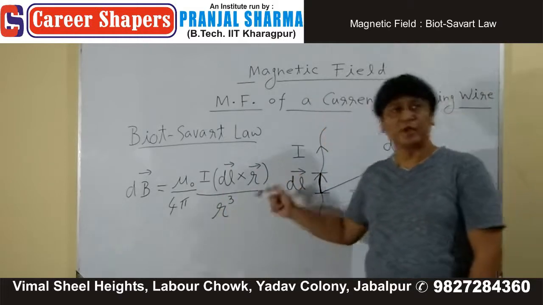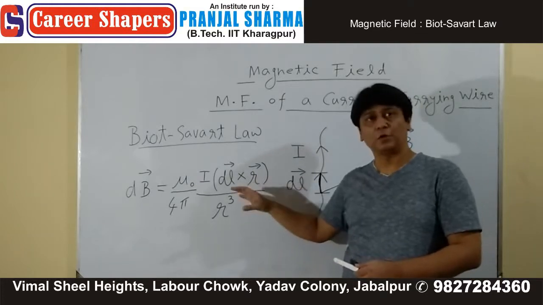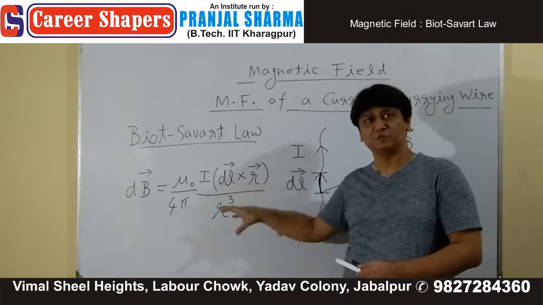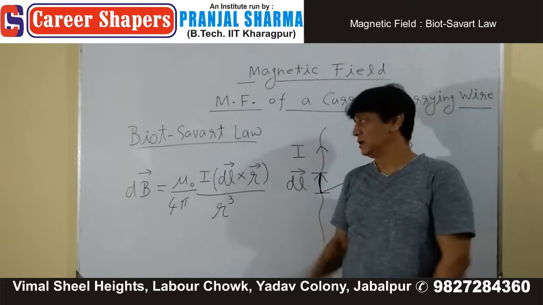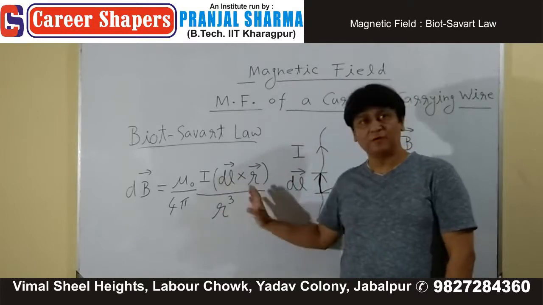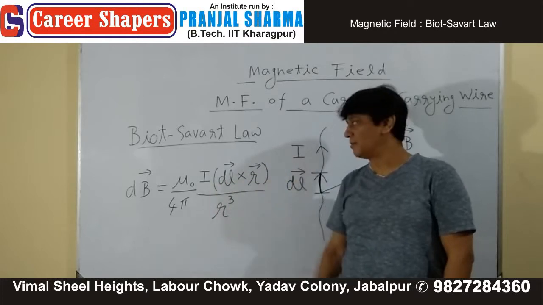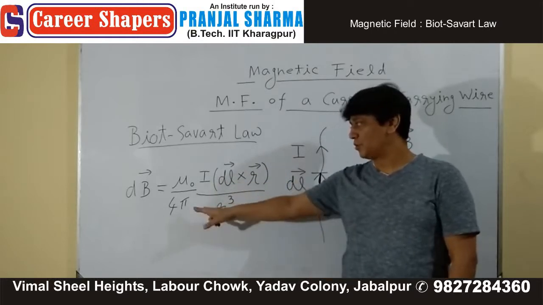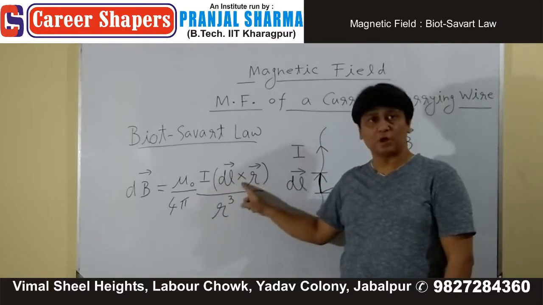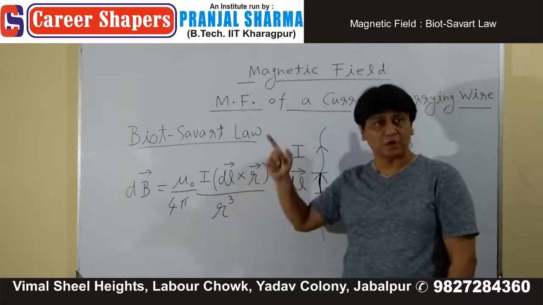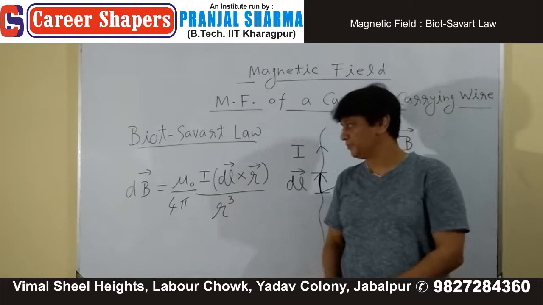If you have done this in your school, then you may have seen this, or you may have seen the simplified version, which is the magnitude part. We'll discuss that also. But this itself is an important question for any examination, board or competitive examination. Mu naught upon 4 pi, I dl cross R divided by R cube. Cross means cross product.